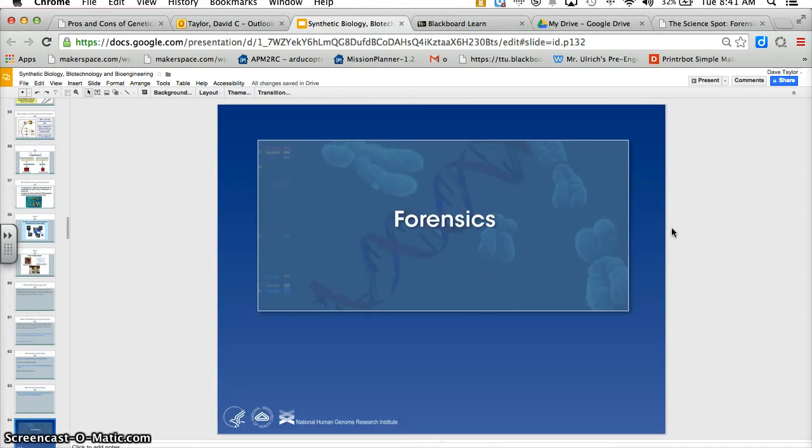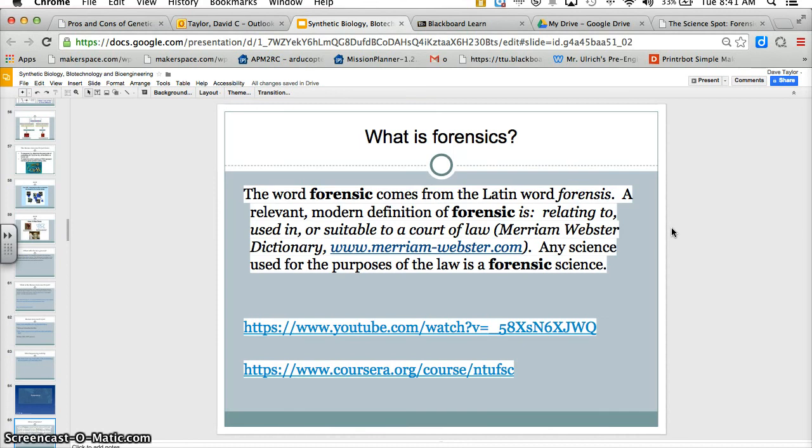Then we started looking at forensics. The reason we're looking at forensics is that engineers build tools for forensic scientists, specifically on the medical side of forensics. We watched two videos here about forensics after going over a relevant modern definition of forensics. It's any science used for the purpose of the law.